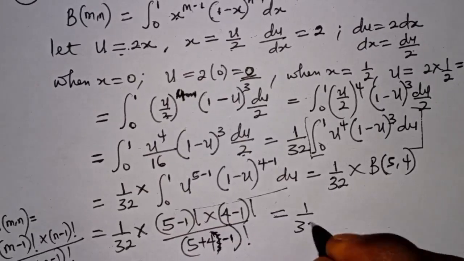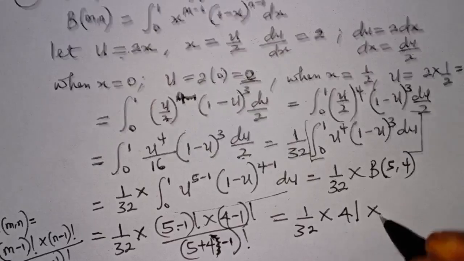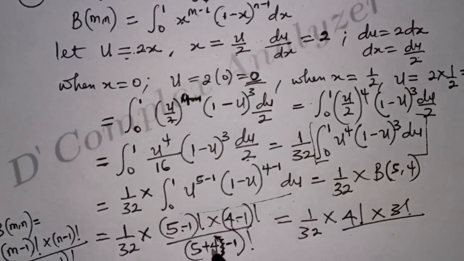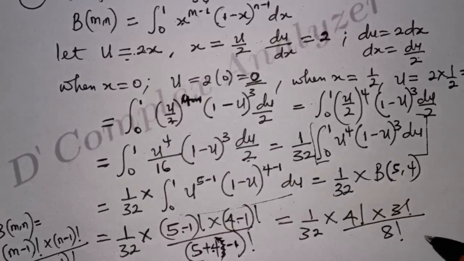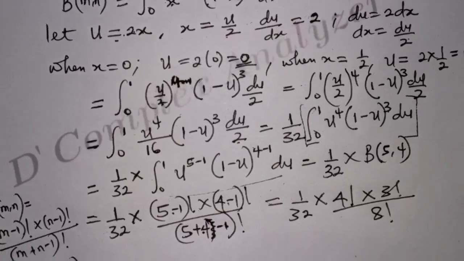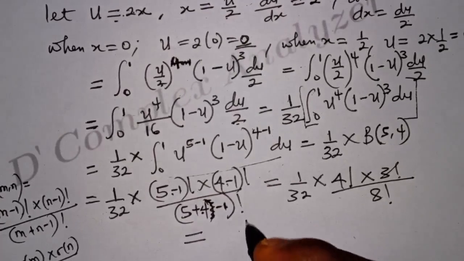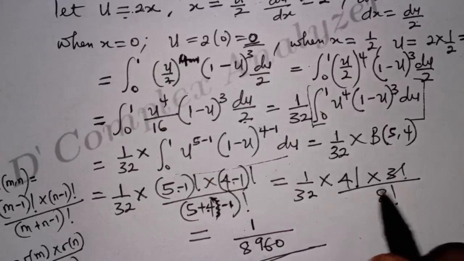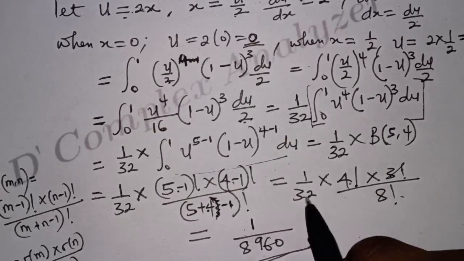So this is 1 over 32 times 4 factorial times 3 factorial divided by 5 plus 4 is 9, 9 minus 1 is 8. So we have 8 factorial. Okay. I think you will have to use your calculator to do this. If you simplify with a calculator, you will get 1 over 8,960. Verify. 4 factorial times 3 factorial divided by 8 factorial times 32, you will get this.